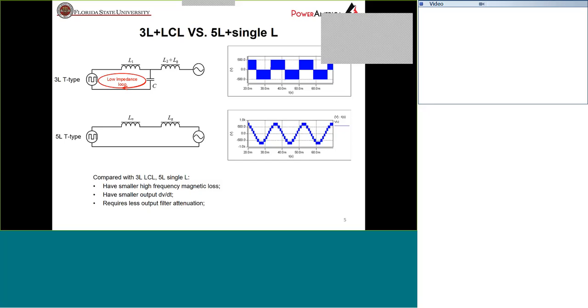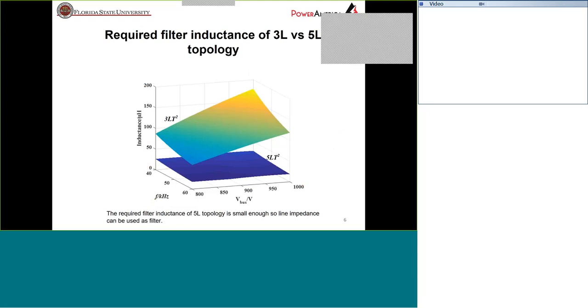But if we can increase the output of the inverter to 5-level and remove this capacitor, then we can have a 7-level line-to-line voltage. The right waveforms show 3-level T-type LCL versus 5-level T-type single L with the same switching frequency. We can see that under the same switching frequency, the bottom curves look more like sinusoidal. That's the basic idea of this. And if we put this in numbers, we can see that the 3-level LCL will require a much larger filter value than the 5-level single L. And the 5-level single L requires a small enough inductance that we can actually use the line impedance for the filter.